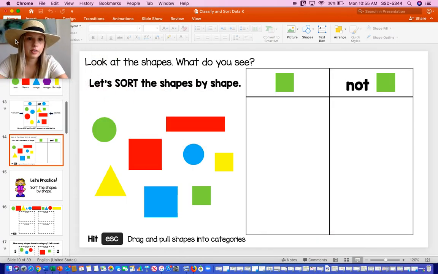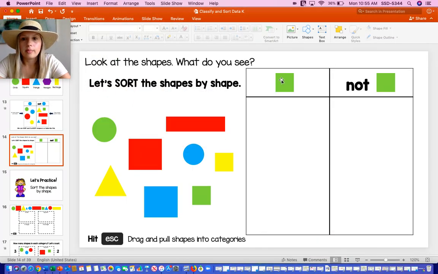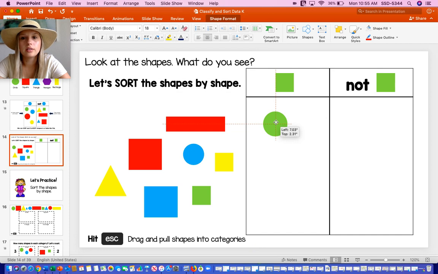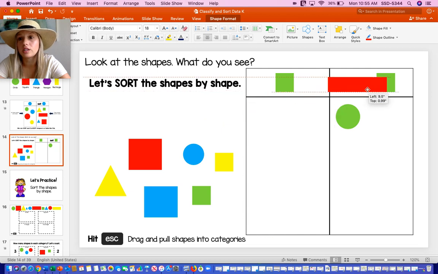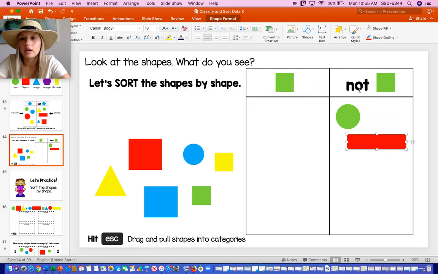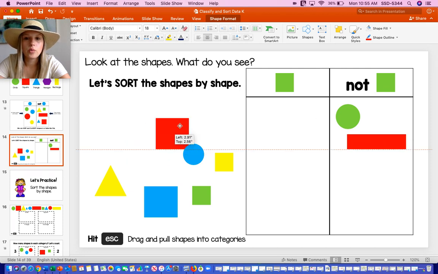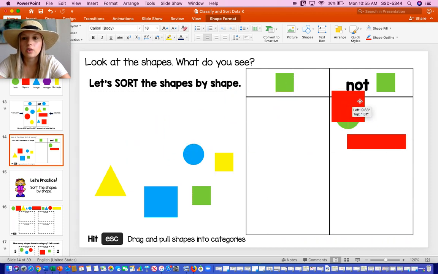All right, I'm going over here. So remember, all the squares go on this side. So I have this here. This is a circle. So does a circle go here under the squares? No, it's not a square, so it goes on the not square side. Is this a square? That's a rectangle, so it goes on not square. Not square. A rectangle is not a square. What about the square? Does it go on the not square side or the square side?